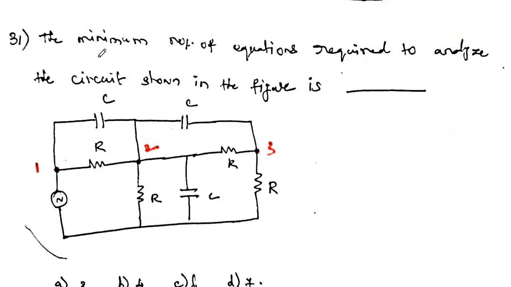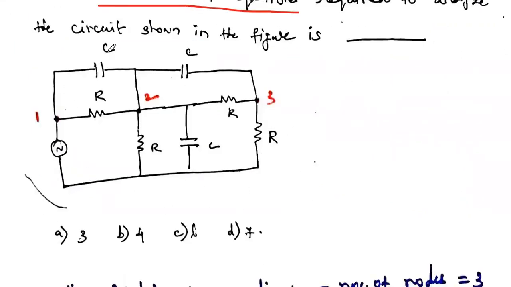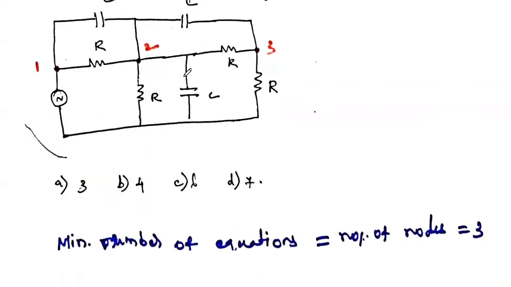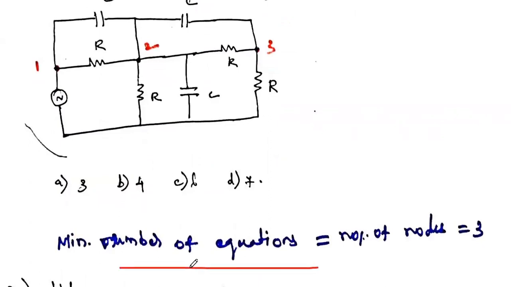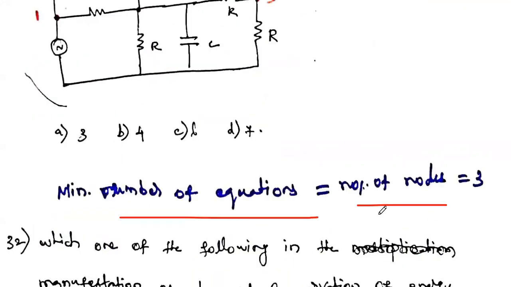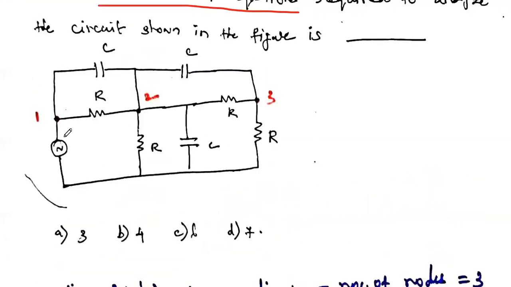Then the next question: the minimum number of equations required to analyze the circuit shown in the figure is dash. This is our given diagram. In order to solve this circuit, how many minimum number of equations are required? That is our question. The minimum number of equations required depends upon the number of nodes, except the reference node. If the circuit consists of 3 nodes, the minimum number of equations required is 3, except the reference node. You just remember it.